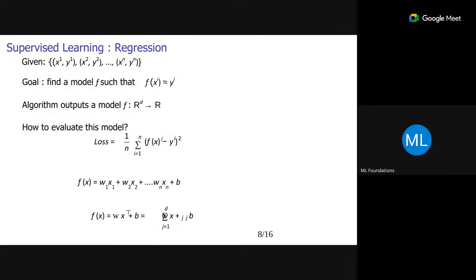Okay, this is supervised learning. There are two types of learning. One is supervised and another one is unsupervised. So what is supervised?